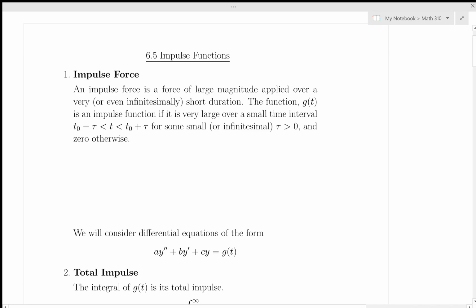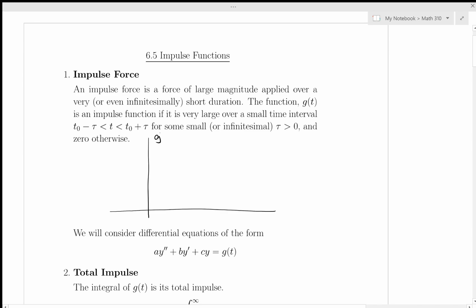So we're going to start here with an impulse force, a force of large magnitude applied over a very, or as we'll see, infinitesimally short duration. So we're going to label that g of t. It's an impulse function if it is very large over a small time interval. We center it somewhere at t naught, and then it will be applied during the interval t naught minus tau up until t naught plus tau for some small value of tau greater than 0, and otherwise it will be 0. So it will look like this.